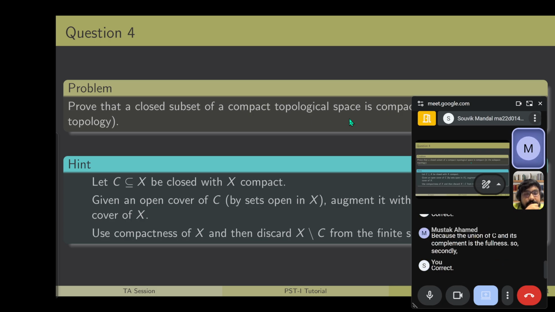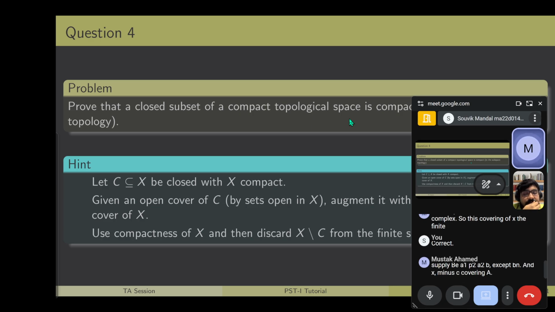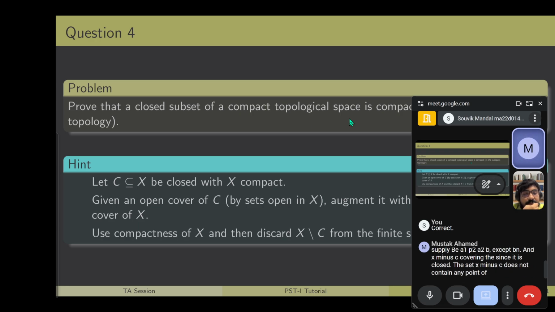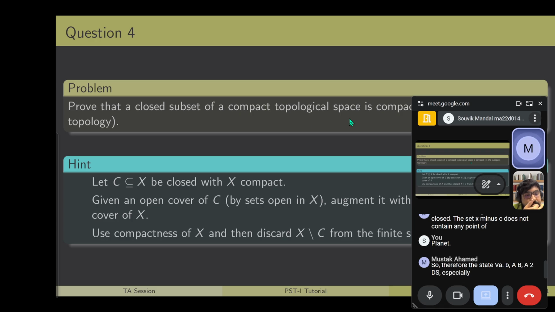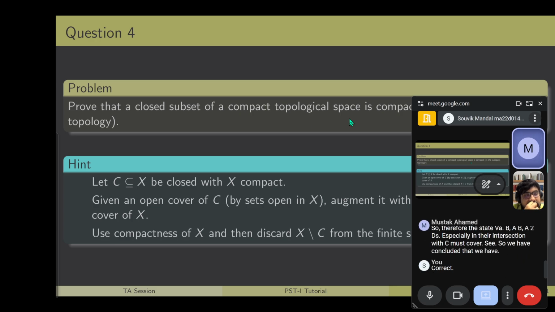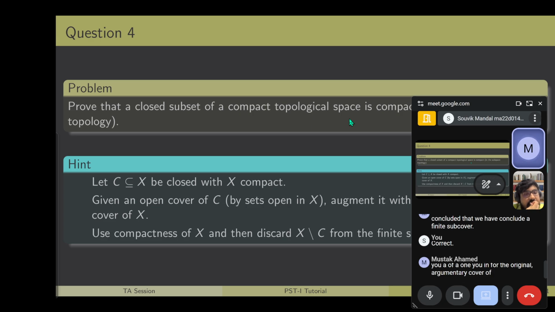Secondly, because X is compact, this covering of X has a finite subcover: V_α1, V_α2, up to V_αn, and X minus C. Then since C is closed, the set X minus C does not contain any point of C. Therefore the sets V_α1 through V_αn, in their intersection with C, must cover C. So we have concluded that a finite subcover U_α1, U_α2, up to U_αn covers the original arbitrary cover of C. Thus, C is compact.